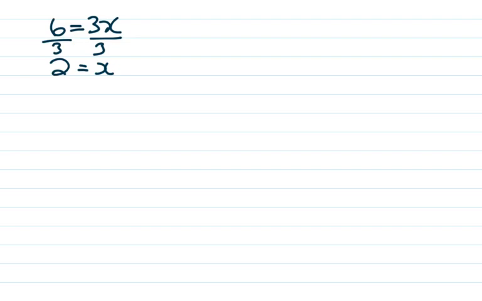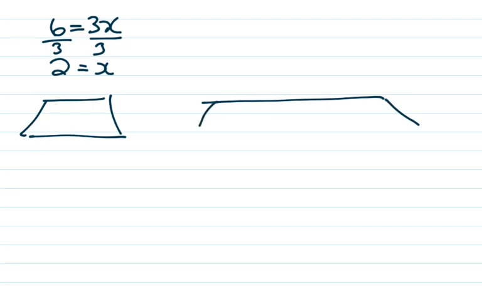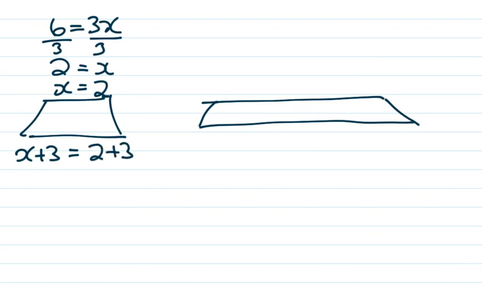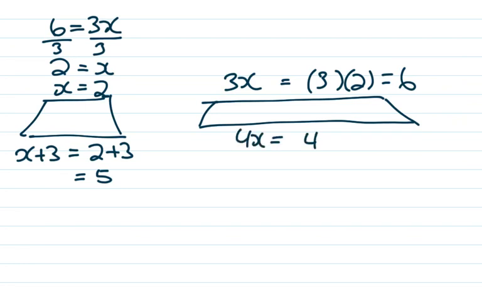And x equals 2. So I'm going to go back to my trapezoids. If the top of this one is x, then the top of this one is 2. If this bottom is x plus 3, then it would be 2 plus 3 because x is 2. So the base of that one is 5. And if the top of this one is 3x, that would be 3 times 2, which would be 6. And the bottom is 4x. That would be 4 times 2, which is 8. So those are my bases there.